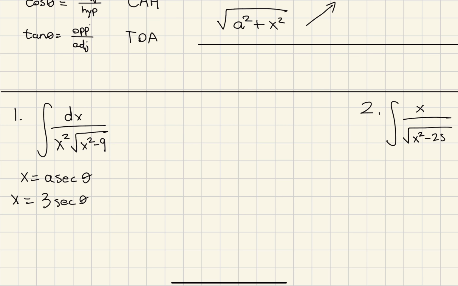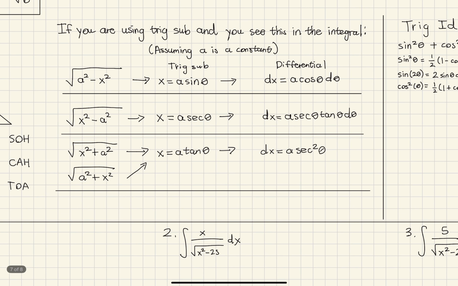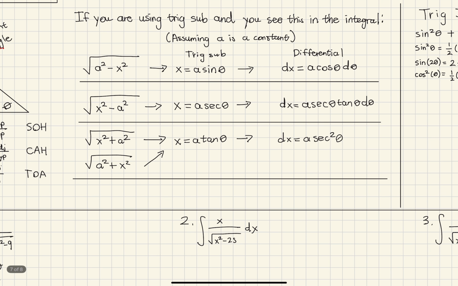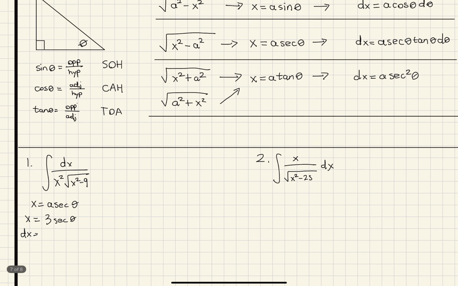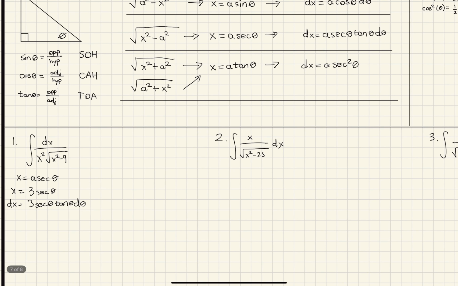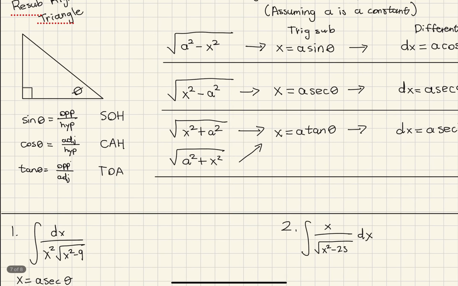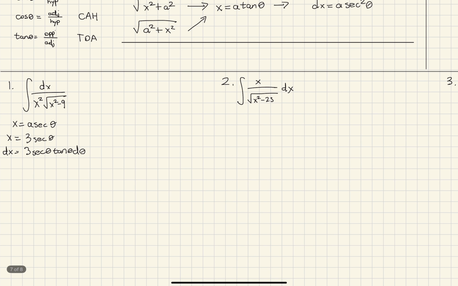So now we need dx. And dx, as you see here, equals a secant theta times tan theta d theta. So it equals 3 secant theta tan theta d theta. So we have this new equation. And I'm going to go ahead and solve for the resub right triangle. So pay attention.